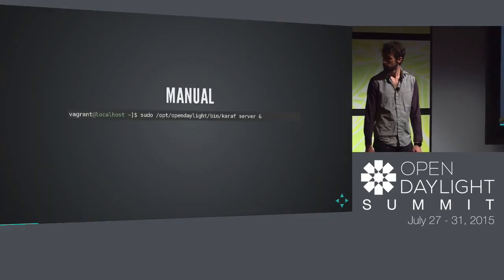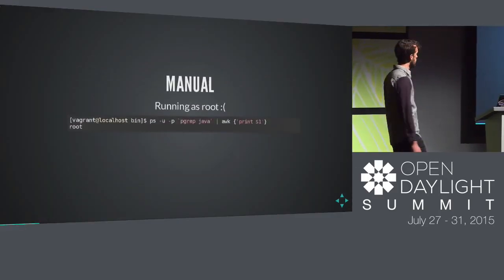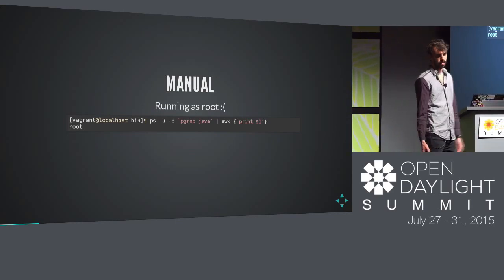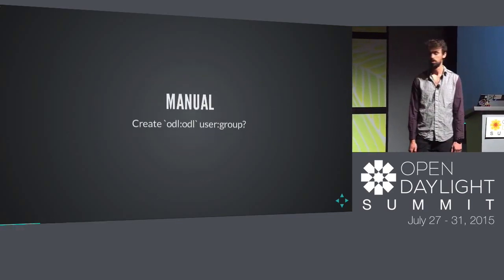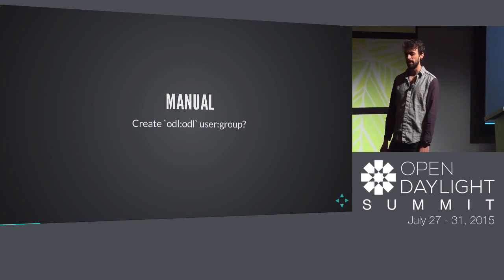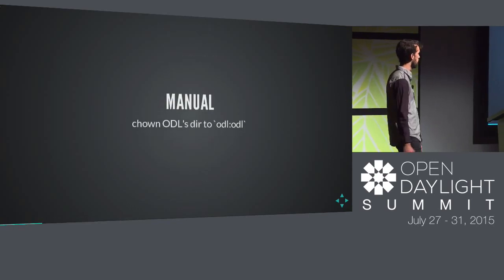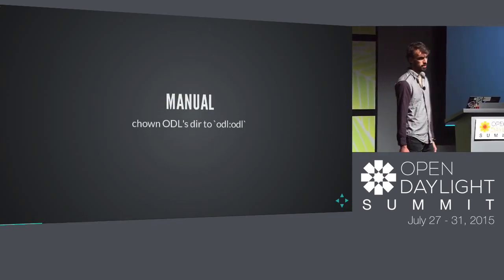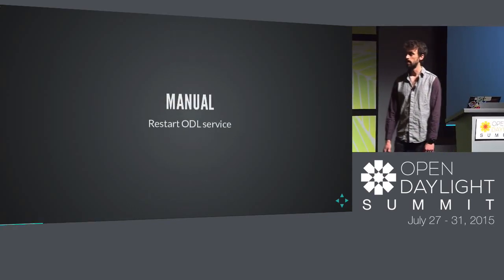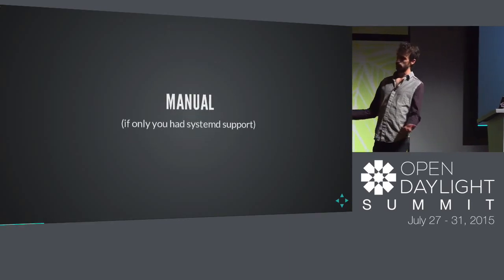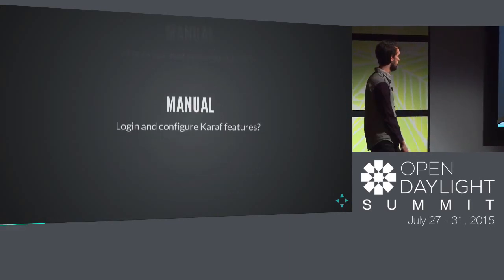And install and stuff. Now we can try again to start up OpenDaylight, and that worked, but we're running as root, so that's fine for some stuff, not great for real deployments. So I guess now we need to create the ODL user group. Do we want a home directory for that user while we're doing it, and other settings and questions you have to figure out? Now we need to go change all the relevant permissions to be appropriate, and then restart the ODL service. If only we had systemd support, that would be really nice.